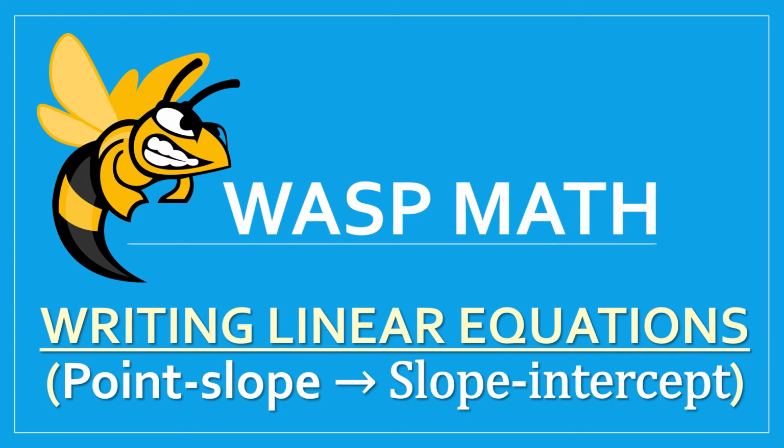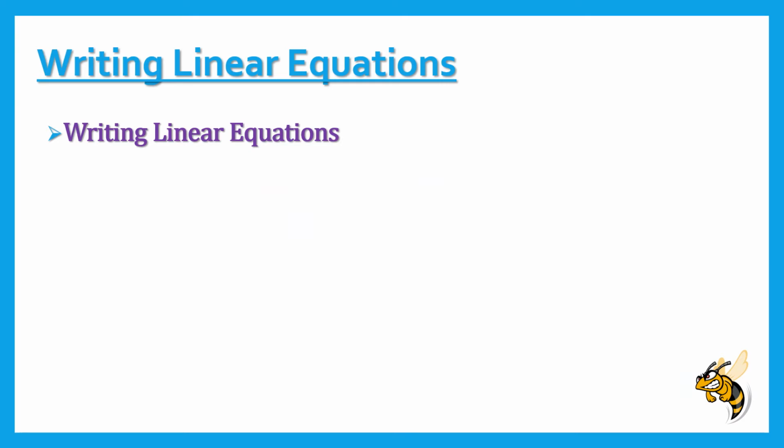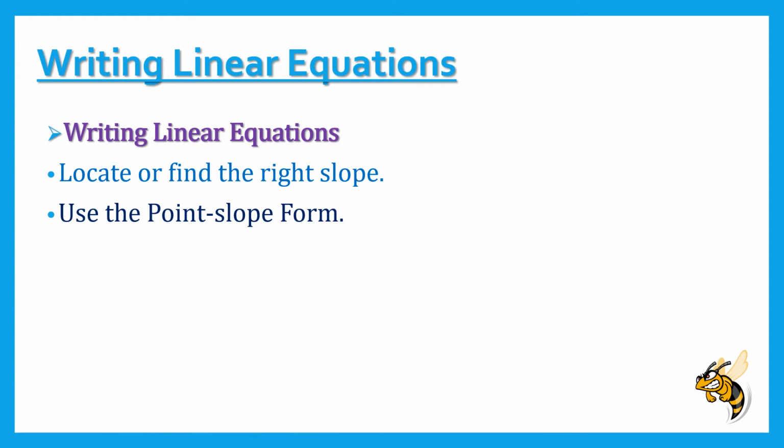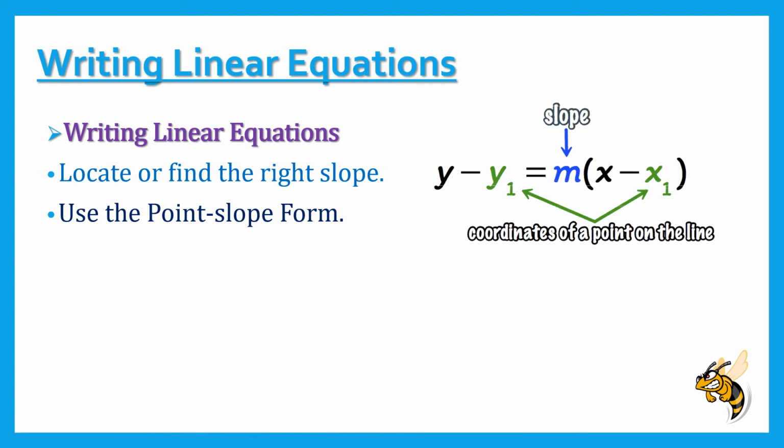This video will focus on writing a linear equation using the point-slope form and putting it in slope-intercept form. First, you want to locate or find the right slope. Then you want to use the point-slope form, which is y minus y1 equals m times x minus x1. y1 and x1 are from any given point. Your m is your slope.